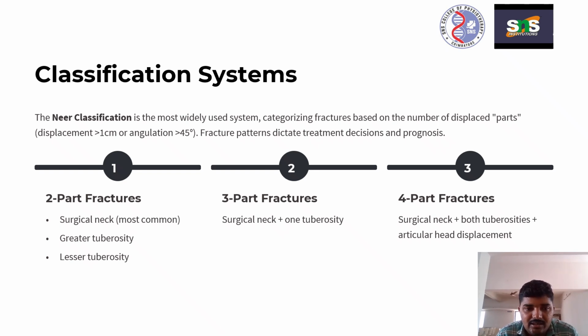A two-part fracture at the surgical neck is the most common fracture, then involvement of the greater tuberosity and lesser tuberosity. A three-part fracture is the surgical neck plus one tuberosity. A four-part fracture involves the surgical neck and both tuberosities, and then articular head replacement.